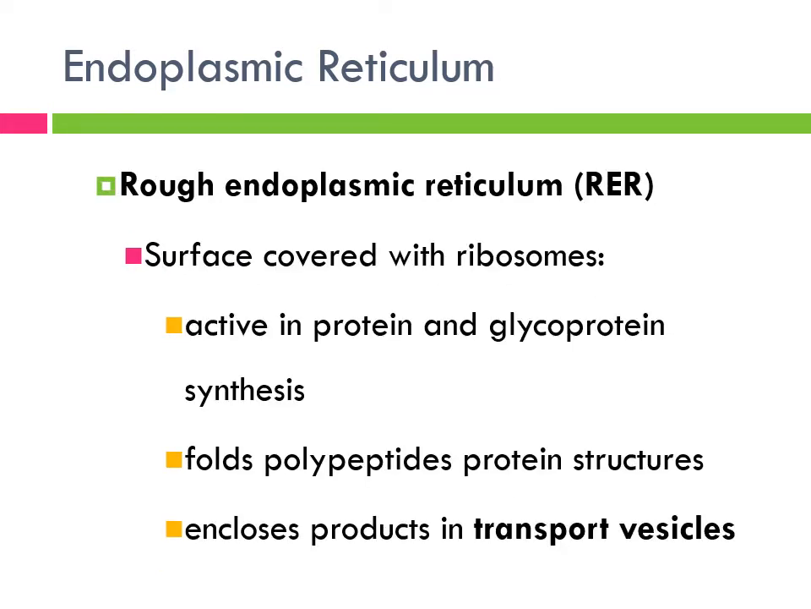Our rough endoplasmic reticulum is covered with ribosomes. These are active in protein and glycoprotein synthesis. They fold polypeptides into protein structures and then enclose those in transport vesicles to be sent out of the cell and utilized elsewhere.